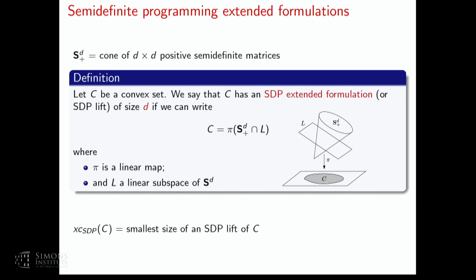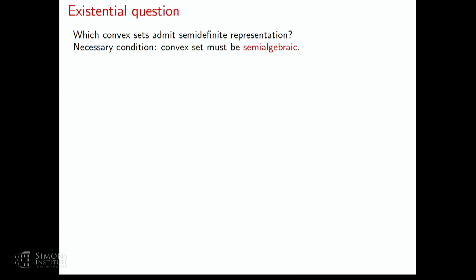The reason a semi-definite representable set has to be semi-algebraic is that the cone of positive semi-definite matrices is defined using polynomial inequalities. The minors have to be non-negative, and when you intersect, you get a semi-algebraic set. Then there is the result of Tarski and Seidenberg that tells you that when you project a semi-algebraic set, it has to be semi-algebraic. So that's the first necessary condition: it has to be convex and semi-algebraic.